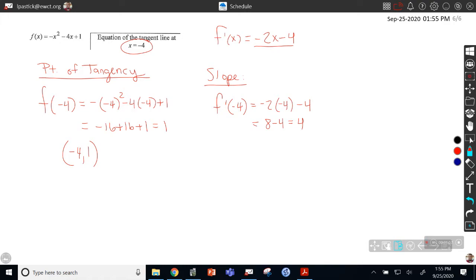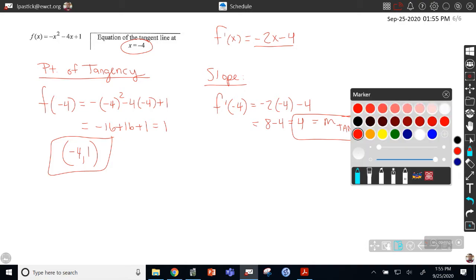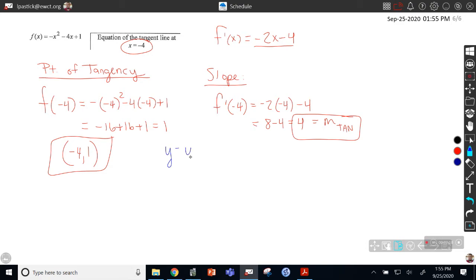And I found out that the slope of the tangent line is 4, and I'm going to annotate that with a slope letter, which is m, with a subscript of tan. So I have my tangent line slope. I have my point of tangency. Now I must remember point slope form. Point slope form was y minus y1 equals m parentheses x minus x sub 1. So I shall use this. I have a point and a slope, so I shall go for that.